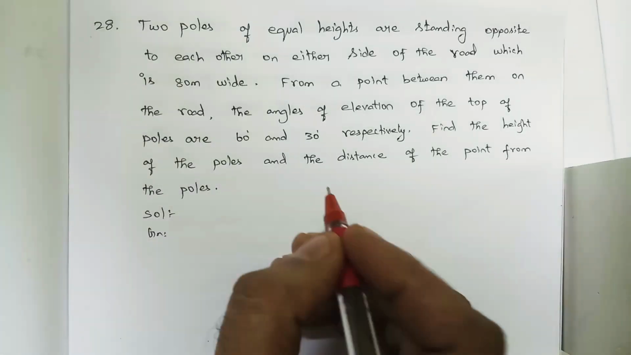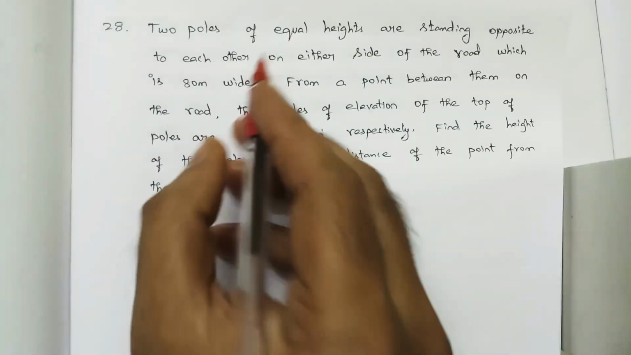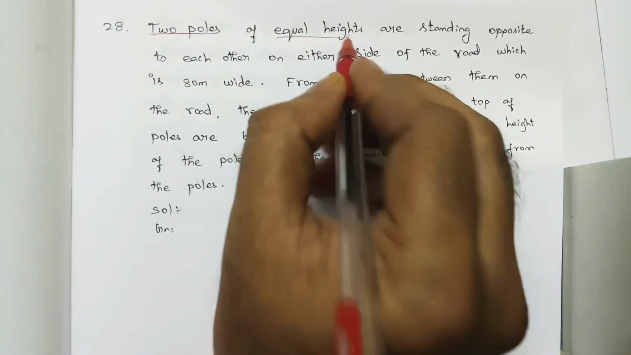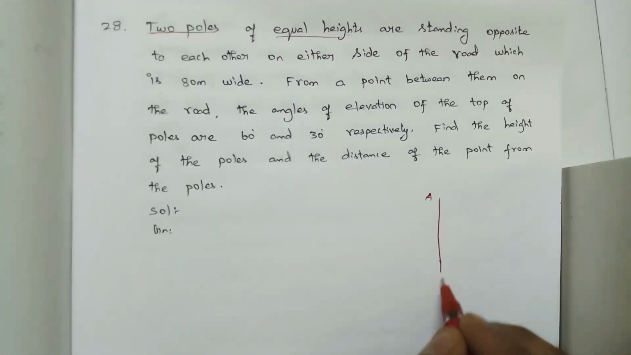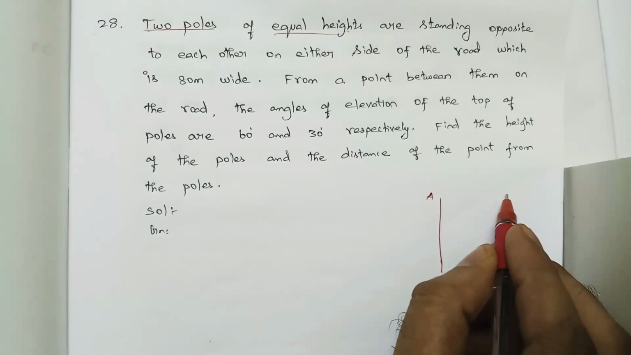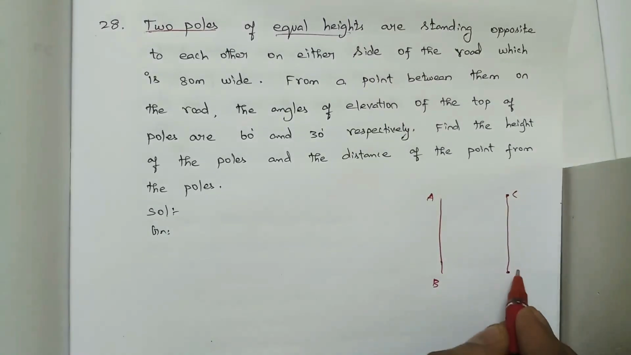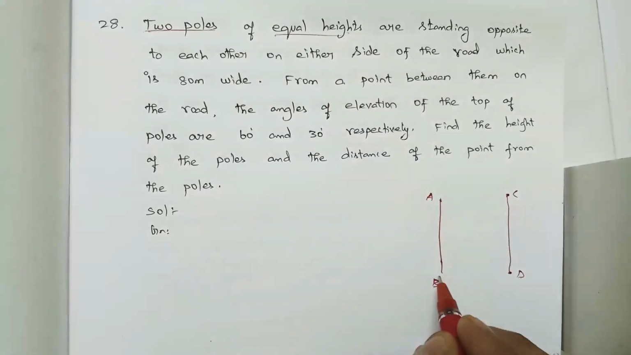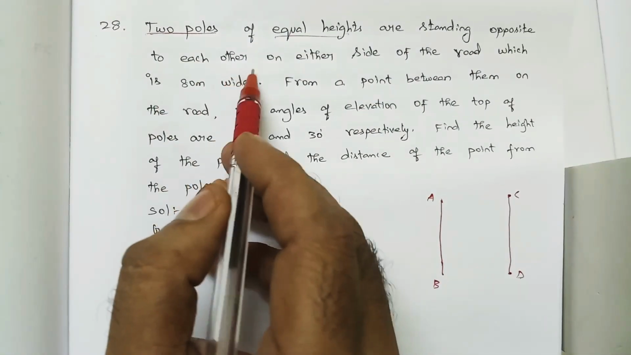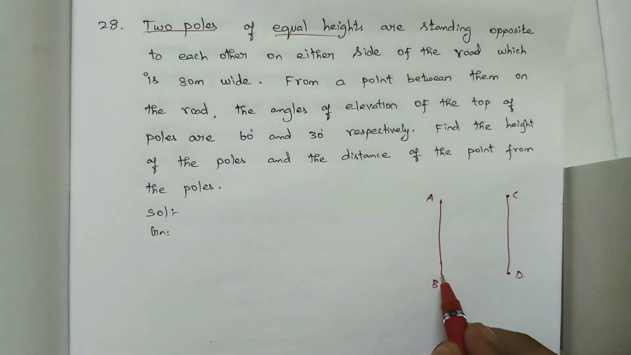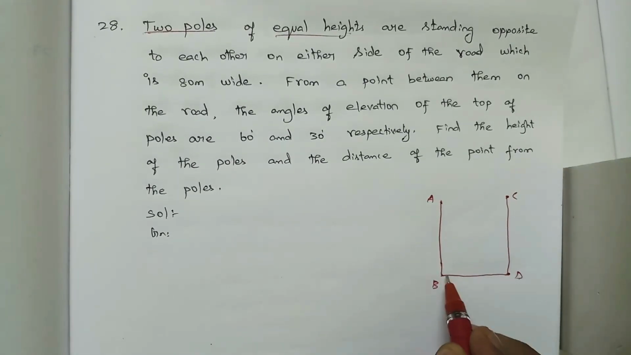Next, sum number 28. Two poles of equal heights, right? So I'm just drawing that. A and B is nothing but the first pole, and C, D is nothing but the second pole. Both are equal heights, right? They are standing opposite to each other on either side of the road. BD is nothing but the width of the road, right?